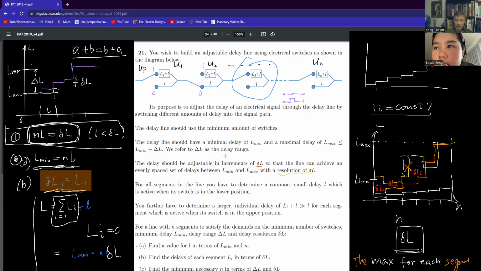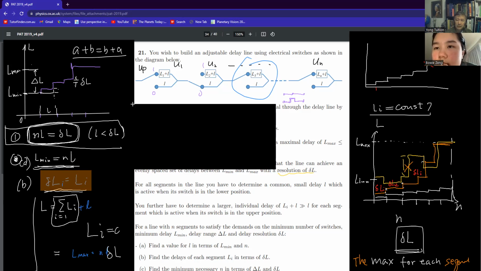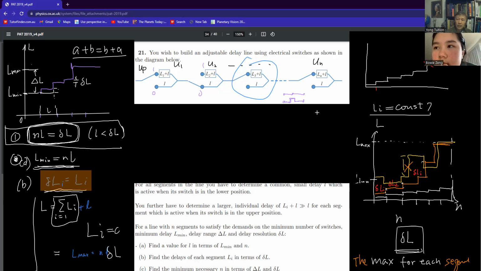Can I use this area? So my point is that there are two basic equations we can write. So the minimum delay, the accumulated.